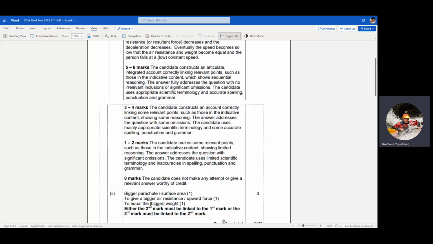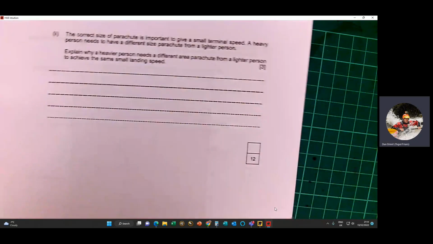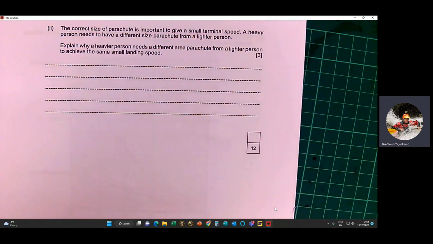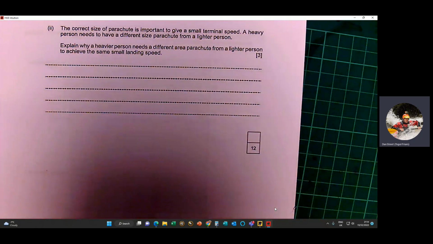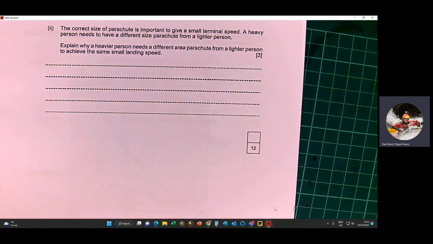So if we now move on back to the final bit, okay, which is this one here. So the correct size parachute is important to give a small terminal speed. A heavy person needs to have a different size parachute from a lighter person. Explain why a heavier person needs a different area parachute from a lighter person to achieve the same small landing speed. Okay, so we're looking here for the resultant force to be the same no matter the size of the person.